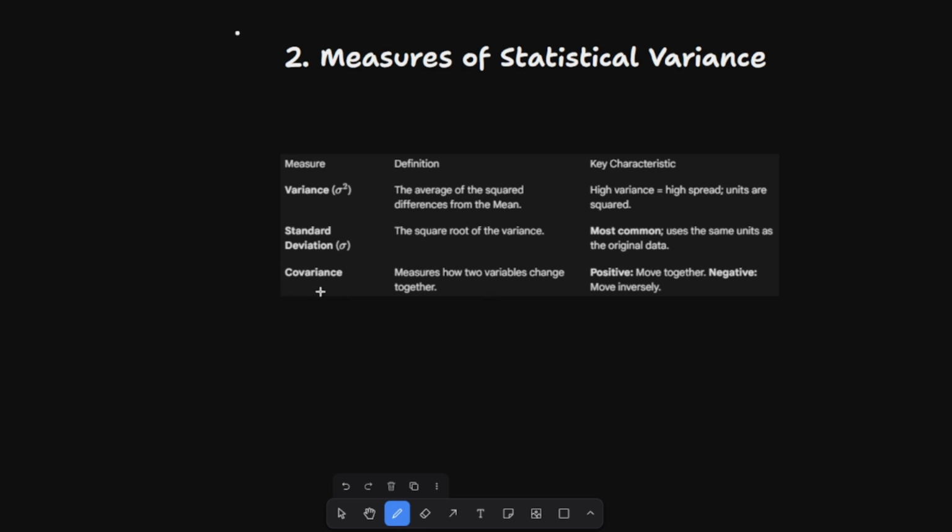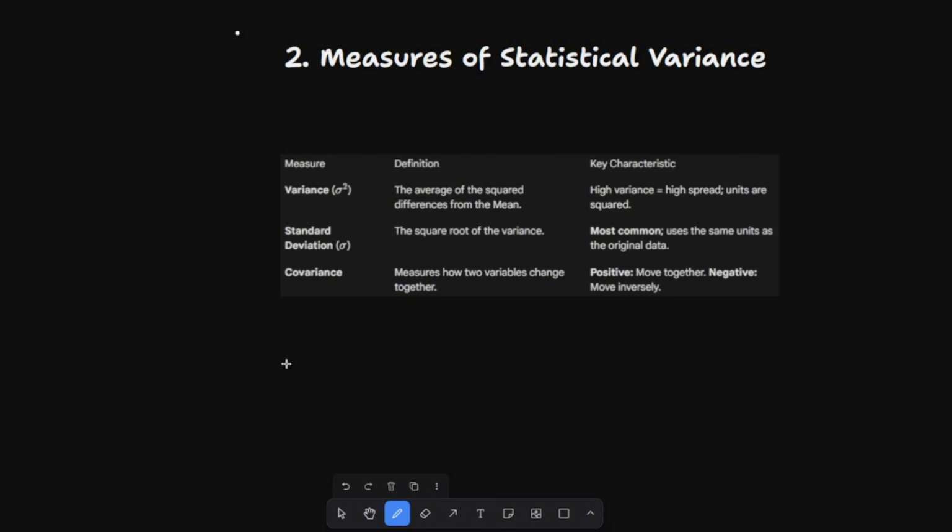So now let's talk about covariance. Covariance measures how two variables change together. And the characteristic about this is if it's positive, that means that they have a direct relationship or they move together. And if it's negative, that means it's inverse.